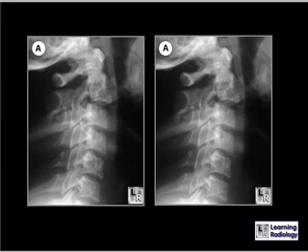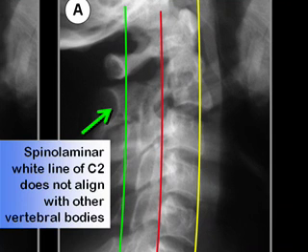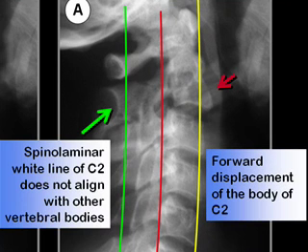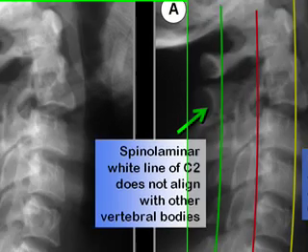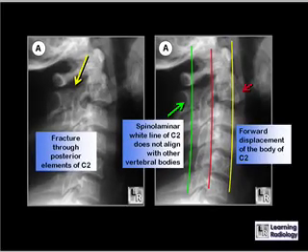In patient A, we have to observe the three lines that connect the anterior and posterior aspects of the vertebral bodies and the spinolaminar white lines, and these three cervical lines should all be parallel to each other in a smooth curve. In the case that we've shown you, there's forward displacement of the body of C2, as shown by the red arrow, and the spinolaminar line of C2 does not align with the other vertebral bodies. This is a fracture that has occurred through the posterior elements of C2, which is called a hangman's fracture.